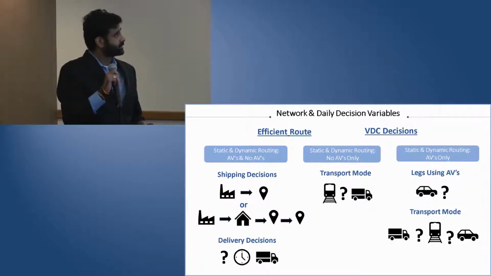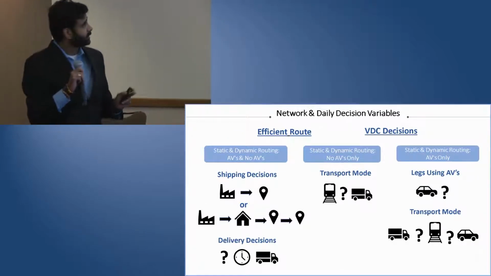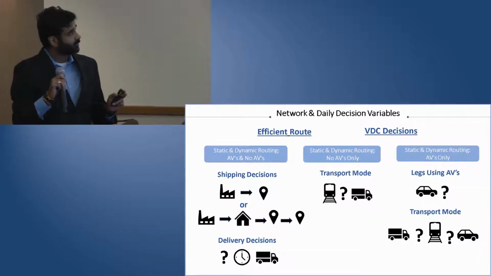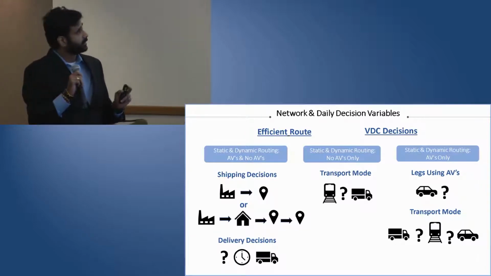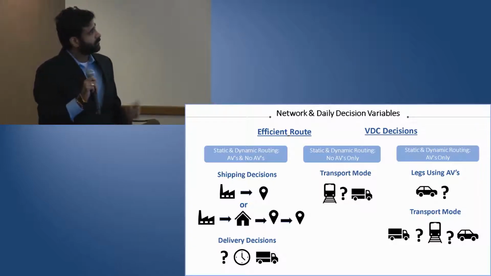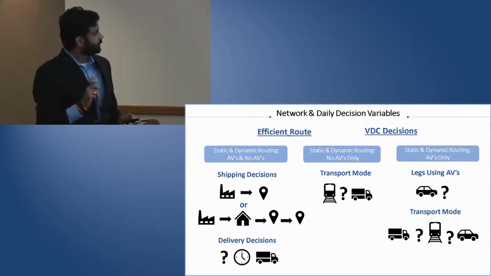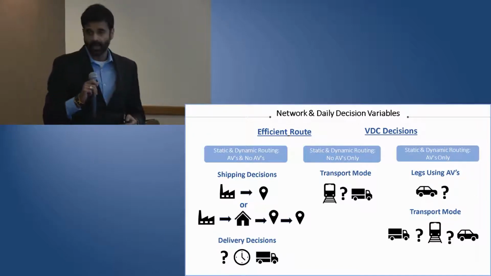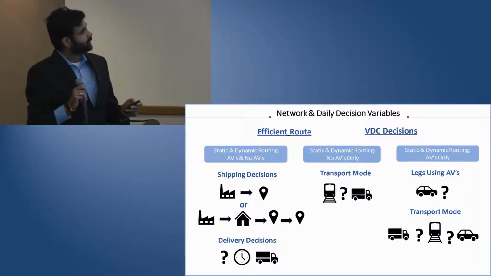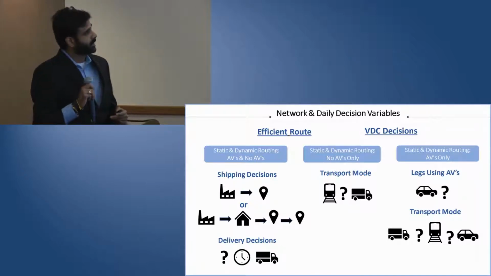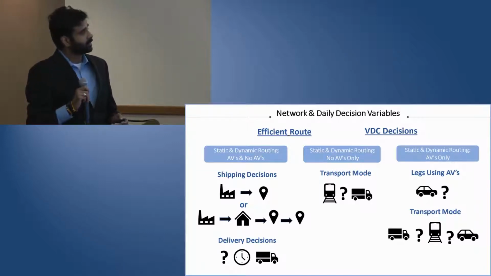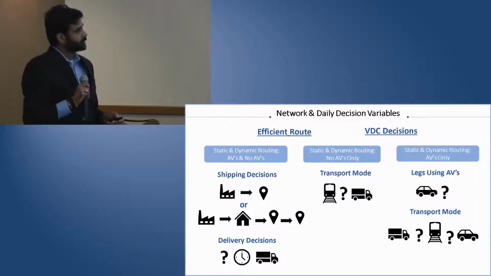This picture representation summarizes the primary scope of our analysis. We identify the plan for the efficient route for the dealer routing, and whether to keep the VDC open or closed. Shipping decision whether to ship direct to the dealer or do the milk run delivery, and delivery decision whether to wait or ship as soon as possible, and determine the optimal transport mode, whether it is AV, truck, or railroad, and when to use the AVs or the dynamic routing.